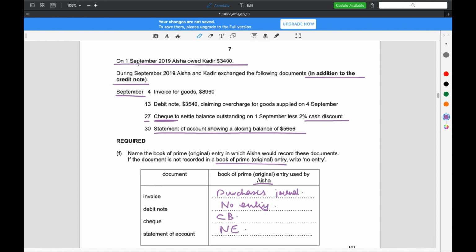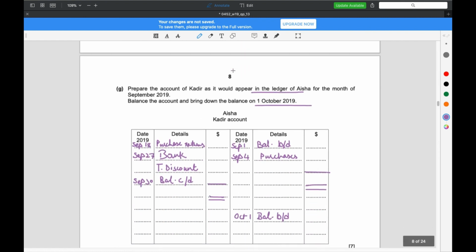He says on 1st September 2019, Aisha owed Kadir $3,400. So if she owes Kadir $3,400, that means it is going to be a credit brought down over on the Kadir account, right? Because Kadir in this case is a liability, because Aisha owes him money, so he's a liability to Aisha. So the brought down is going to be 3,400 over on the credit side.